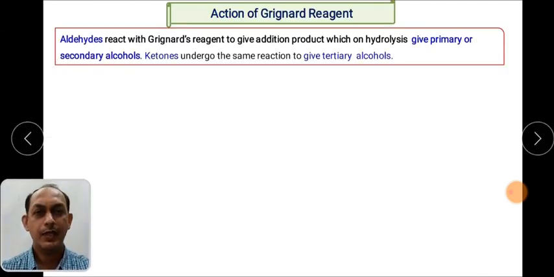In this session, we are going to see the action of Grignard reagent on aldehydes and ketones. In the preparation part also, we covered the reactions given by Grignard reagent. An aldehyde first reacts with the Grignard reagent to give an addition product, which on hydrolysis gives a primary or secondary alcohol. So aldehydes by addition of Grignard reagent give primary and secondary alcohols, while ketones give tertiary alcohols. This thing we have to remember.